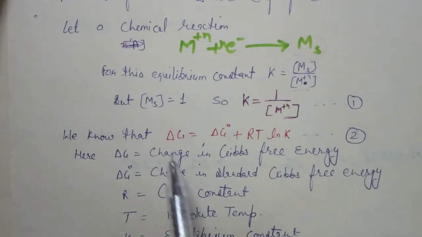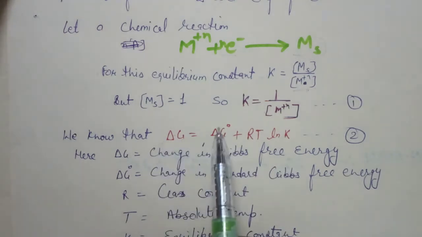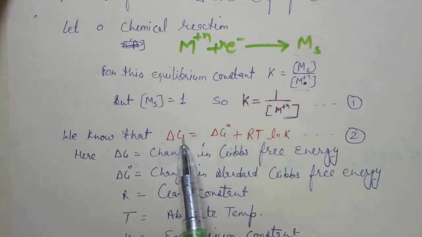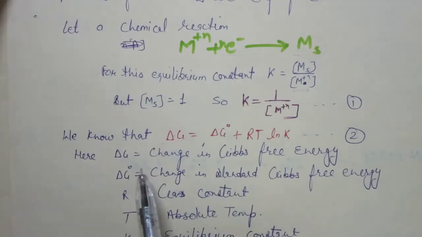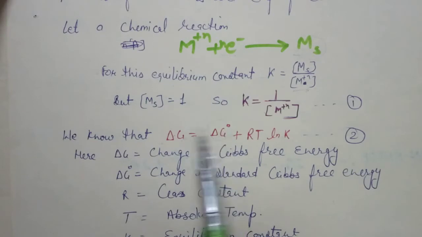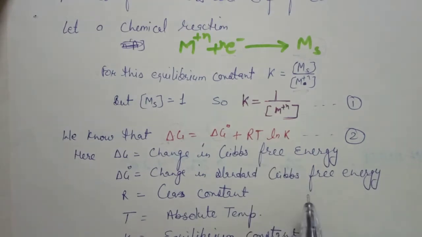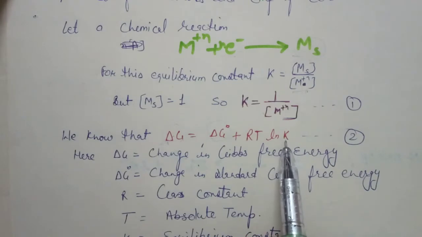And Gibbs has given a relation between Gibbs free energy and the equilibrium constant, that is delta G is equal to delta G naught plus RT ln K, where delta G is the change in Gibbs free energy, delta G naught is the change in standard Gibbs free energy, meaning in standard conditions, and delta G is in experimental conditions. R is the gas constant, we know very well the value of R is 8.314 joule per Kelvin per mole. ln K is the natural log of the equilibrium constant.